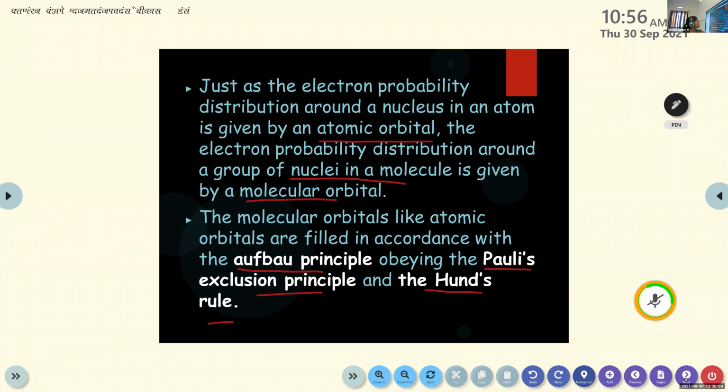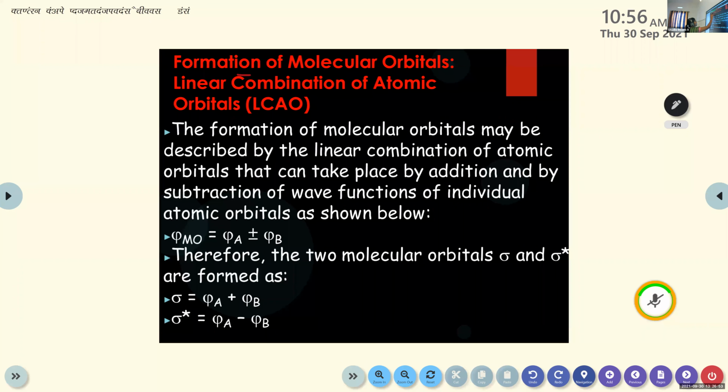Okay. Then here we learned how the formation of this molecular orbitals take place. So here we are using the term linear combination of atomic orbitals. In short, it is LCAO. Okay, linear combination of atomic orbitals. We know that atomic orbitals combine together to form molecular orbital, right? That is the linear combination of atomic orbitals. This combination includes both addition and subtraction. Okay, it's just a combination. This combination includes both addition and subtraction.